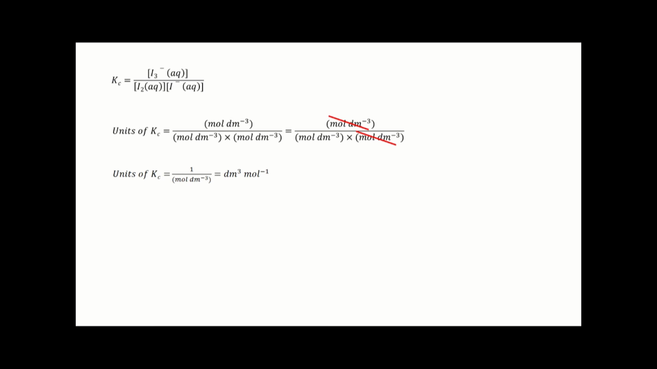And we usually put the positive indices before the negative ones. So I've changed the order there. Decimeters cubed per mole would be the unit of this one.